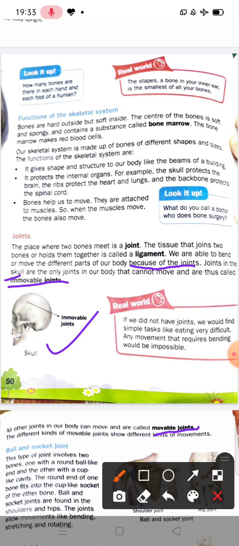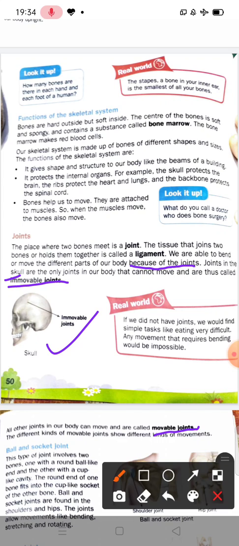You cannot move your skull. You cannot move your upper jaw, but you can move your lower jaw. That is called a movable joint. All other joints present in our body are movable. Okay, so now students, do you understand immovable joints and movable joints? The joints in the skull are the only joints in our body that cannot move, so they are called immovable joints. All other joints in our body can move and are called movable joints.